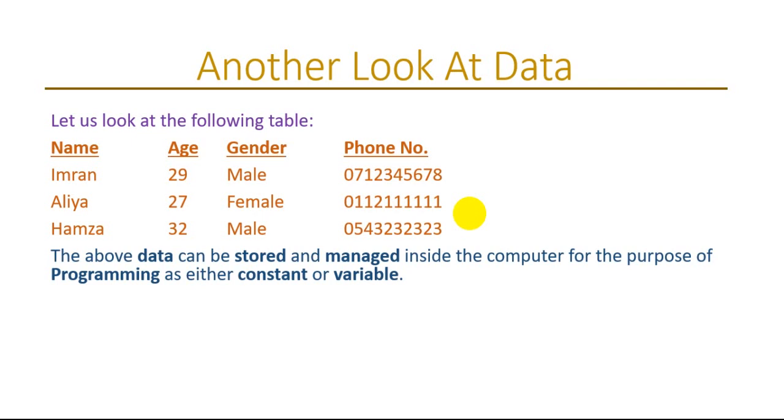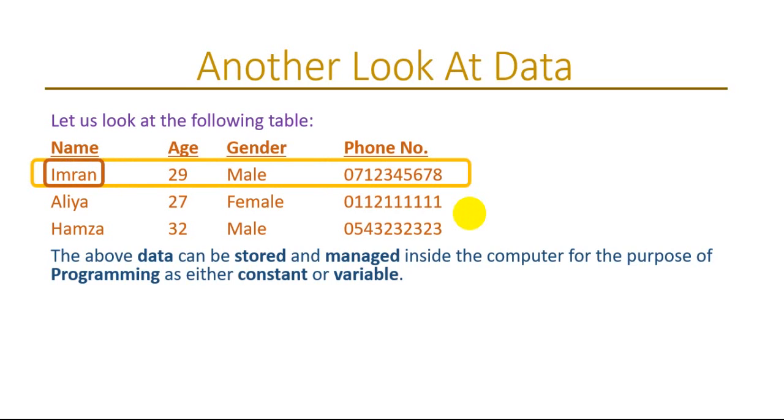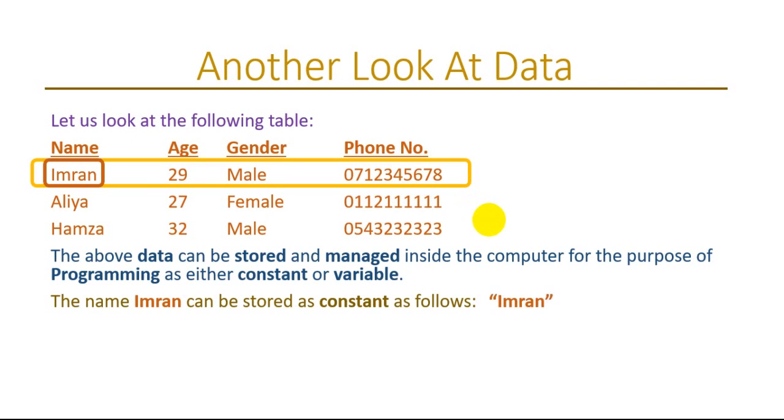So let's see each of these being stored, kept as a constant or kept in a variable. Okay, so let's take the first row, Imran 29 male and the phone number, and we'll see how we can store Imran. The name Imran can be stored as a constant if you want, and that's the way you store the constant: double quotes, and then whatever inside is the actual data. So this means it's an alphanumeric constant. Okay, so this name can be stored in the computer as alphanumeric constants in this way.